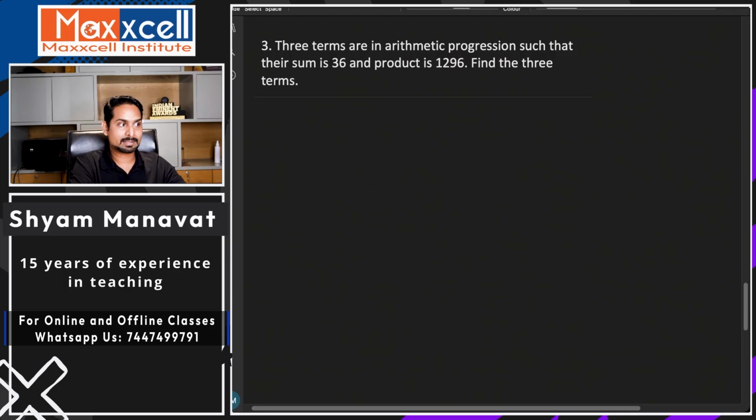Three terms are in arithmetic progression such that their sum is 36 and product is 1296. Find the 3 terms of the arithmetic progression. So let's say the first term is A and the common difference is D. In that case, the first term is A. The second term will be A plus D. When n equals 2, n minus 1 will be 1, so it's going with the common difference, right? So the next term has to be A plus D. The next term should be what?